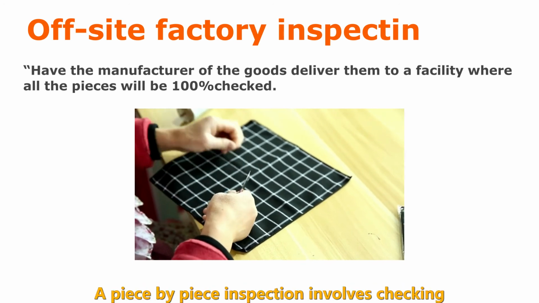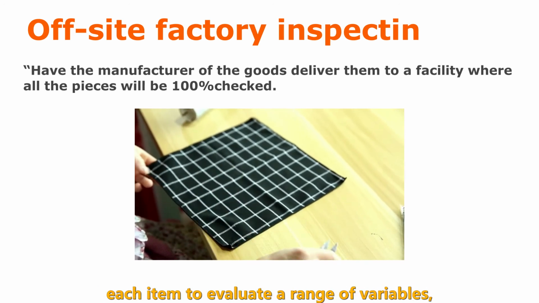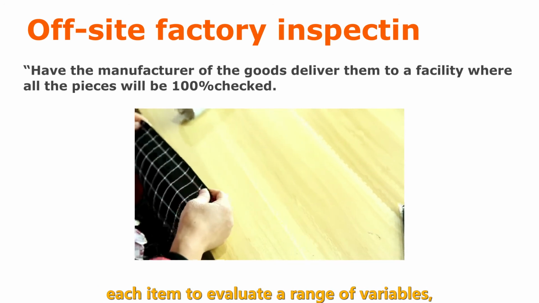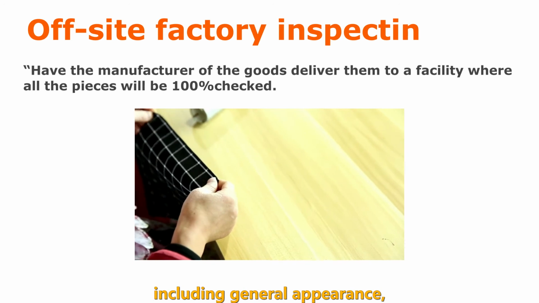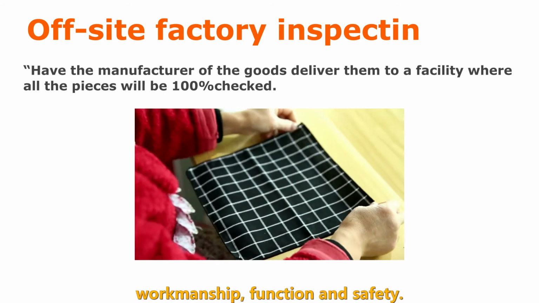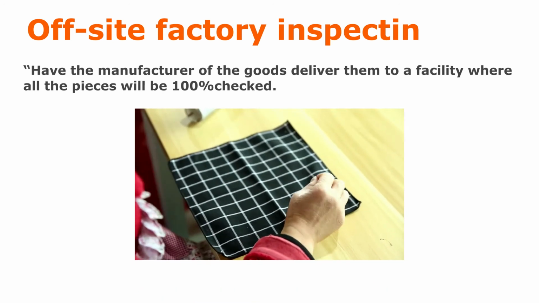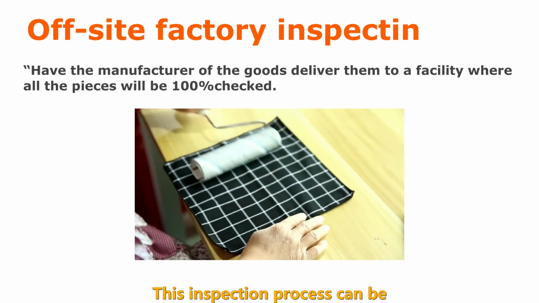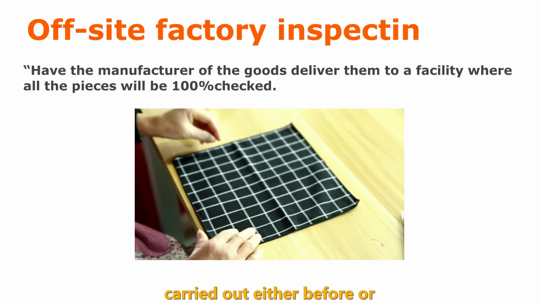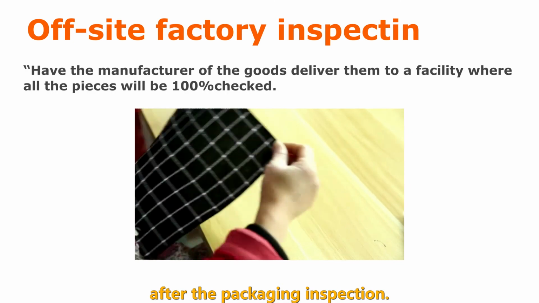A piece-by-piece inspection involves checking each item to evaluate a range of variables, including general appearance, workmanship, function, and safety. This inspection process can be carried out either before or after the packaging inspection.